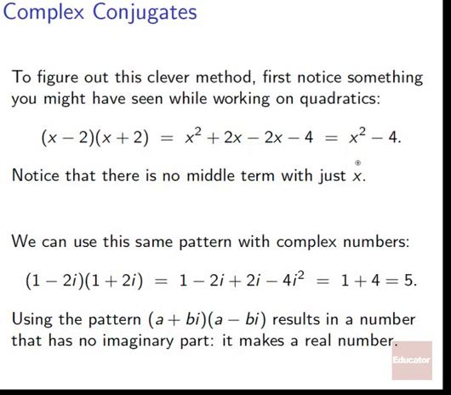We can expand this idea to complex numbers. So we do a similar pattern, 1 minus 2i, 1 plus 2i. Let's work that out. We get 1 minus 2i plus 2i minus 4i squared. So plus 2i minus 2i, they cancel each other out because we've got the negative here and the plus here. And then we have minus 4i squared, so that will cancel and become a plus, and we get 1 plus 4 equals 5. So we've been able to figure out a way to multiply this thing and get just a real number. So if we use this pattern, a plus bi times a minus bi, you automatically get a real number. When you multiply it out, it results in a number that has no imaginary part. You can get that i to disappear entirely and get something that's completely real.